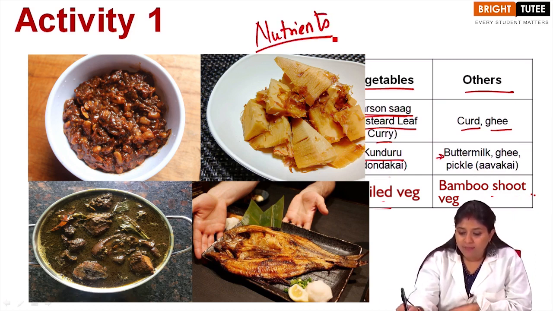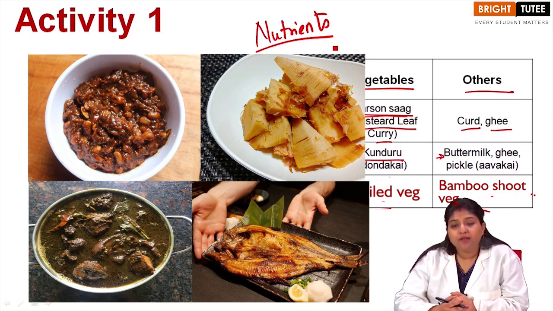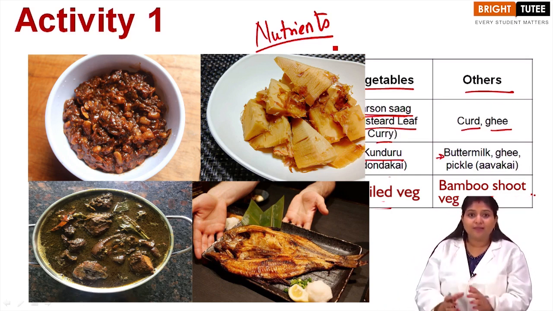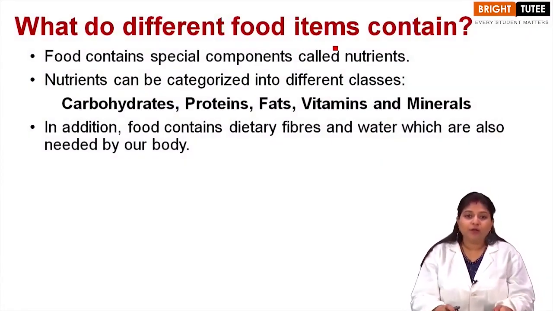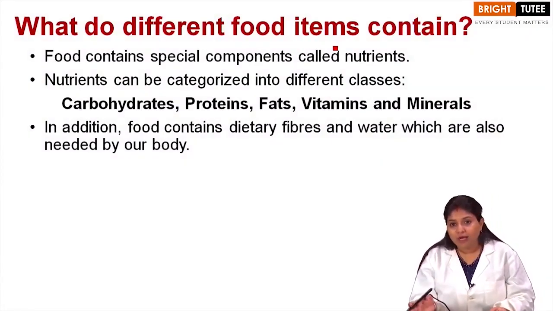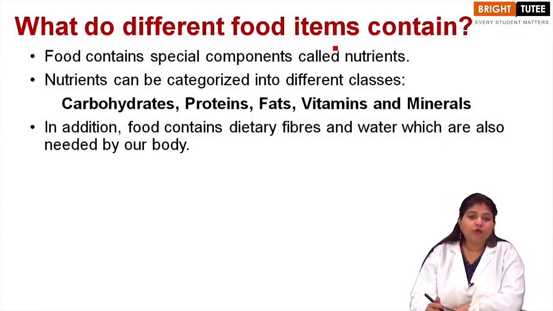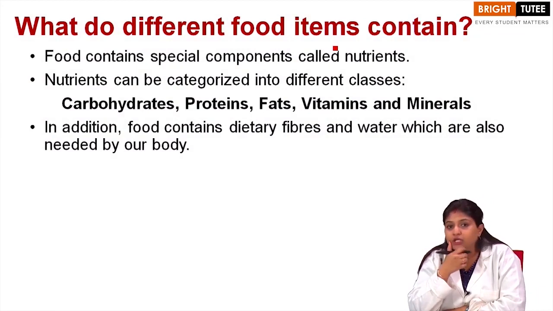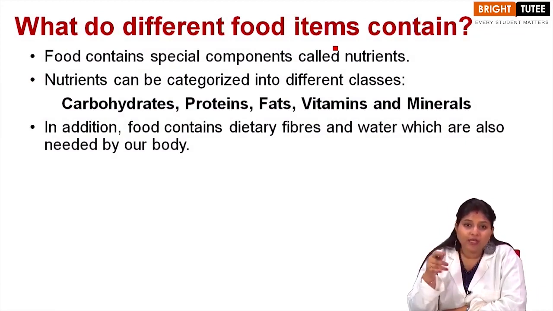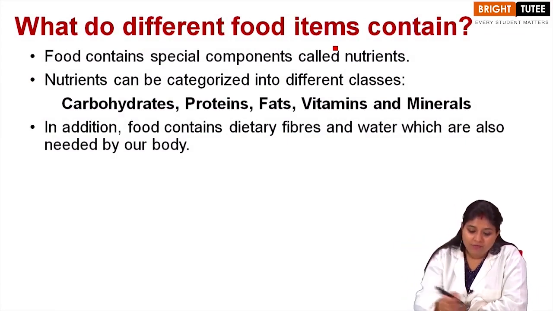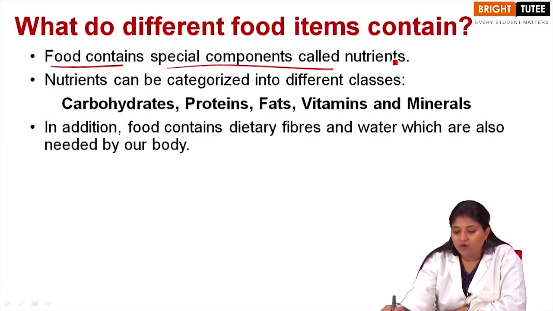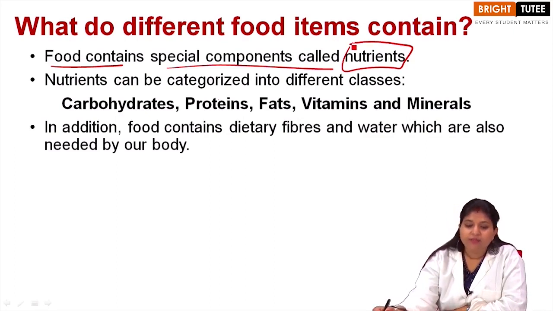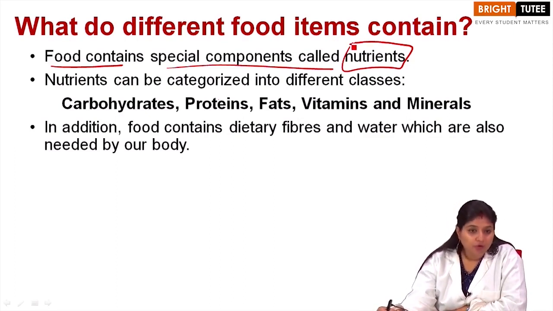These nutrients help us in growth. They help us in protection against diseases. So why is it important for you to have different kinds of meals? Let's understand that. If you look at the table that you did in activity 1, you will find that each of the items was made up of grain or pulse or all these things. So the need for that is that food contains special components called nutrients, right? And these nutrients are important for your growth, right?